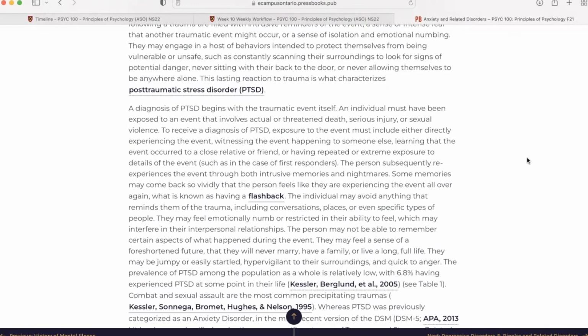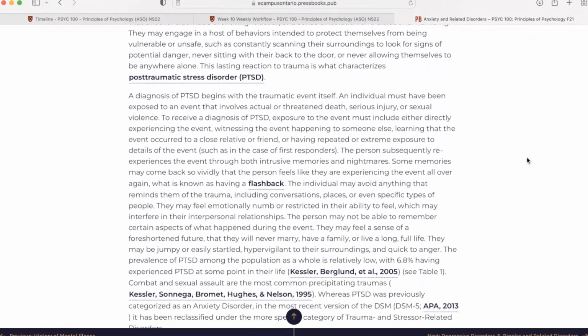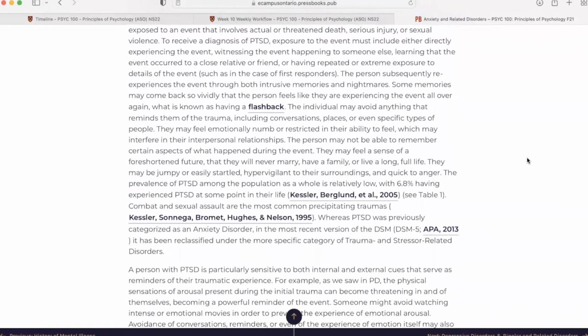The person subsequently re-experiences the event through both intrusive memories and nightmares. Some memories may come back so vividly that the person feels like they are experiencing the event all over again, what is known as having a flashback. The individual may avoid anything that reminds them of the trauma, including conversations, places, or even specific types of people.